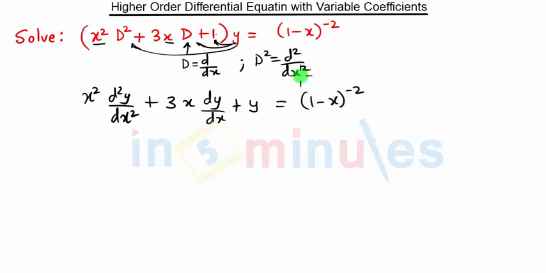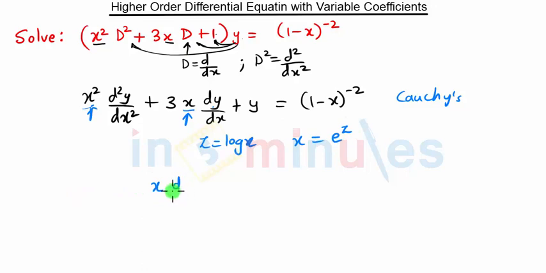If you observe this equation, we have x square as a coefficient of derivative. So this equation is of the form of Cauchy's equation. In Cauchy's equation, we do substitution as z equal to log of x. Then our x is nothing but e raised to z. We also substitute x into d by dx equal to D. Then x square d square upon dx square will be D into (D minus 1).